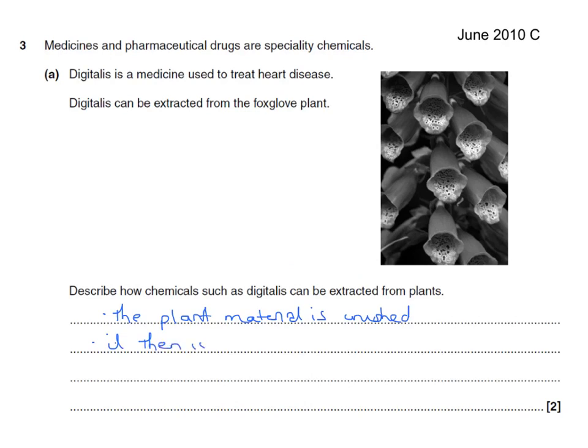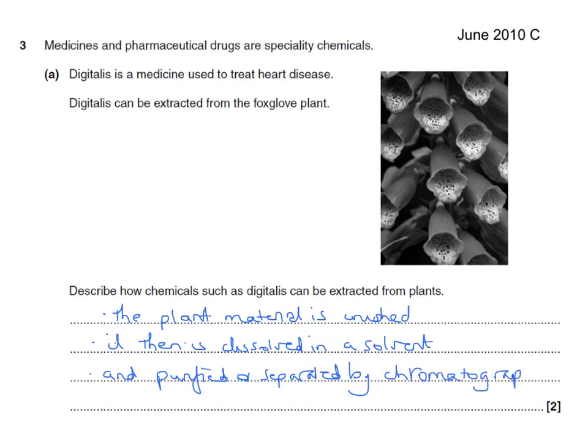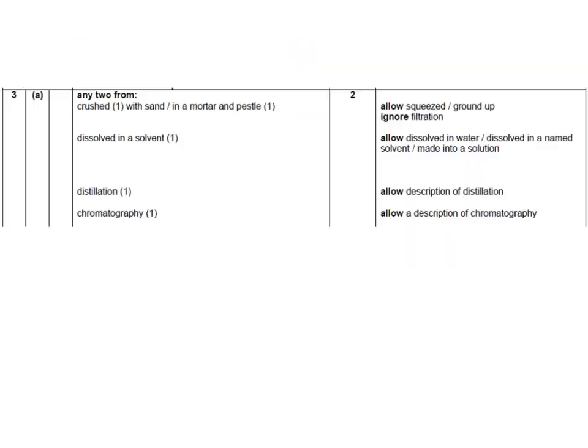It then is dissolved in a solvent, and purified or separated by chromatography. So the 3 key things you need to remember are crushed, dissolved, chromatography. An alternative to chromatography as this separation method is distillation.